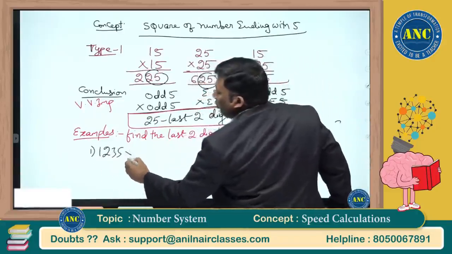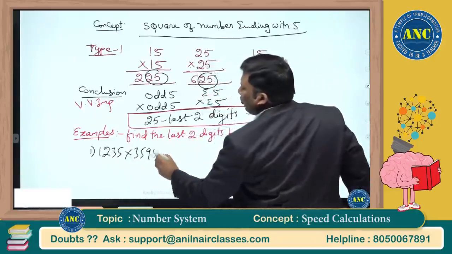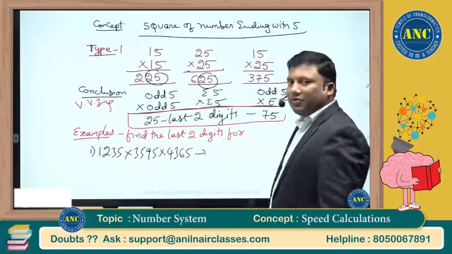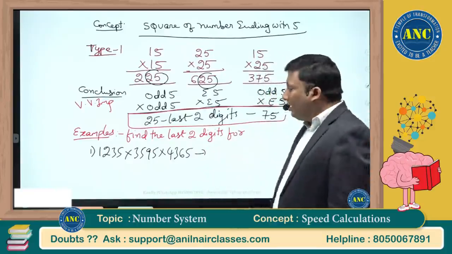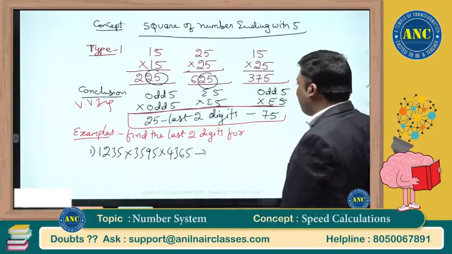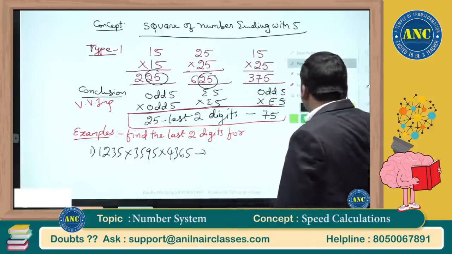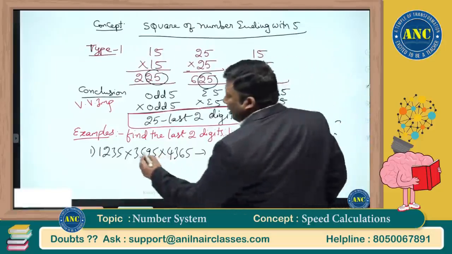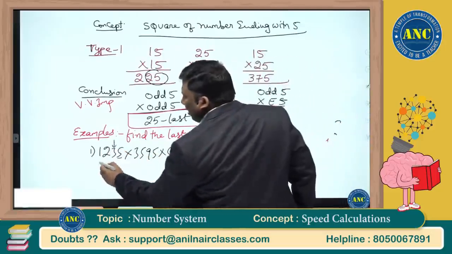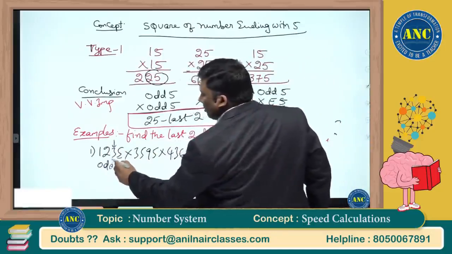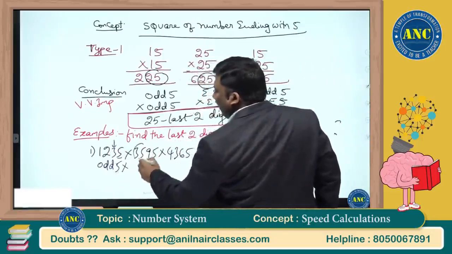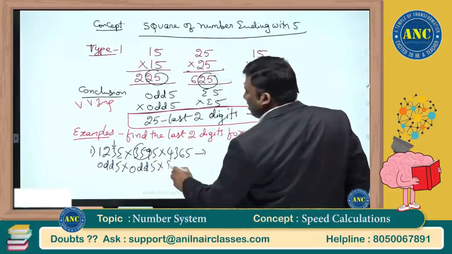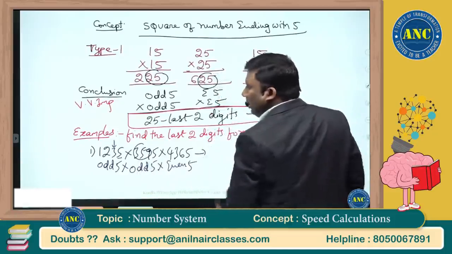1235 into 3595 into 4365. Three numbers' product is given. We have to find the last two digits of that number. If the number is ending with 5, what we have to do? We have to just check the tens place nature. 123, it is an odd number. Odd 5. 359, it is an odd number, odd 5. 436, it is an even number, ending with 5.